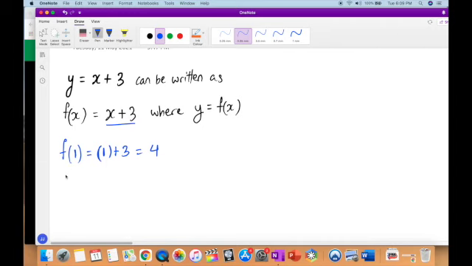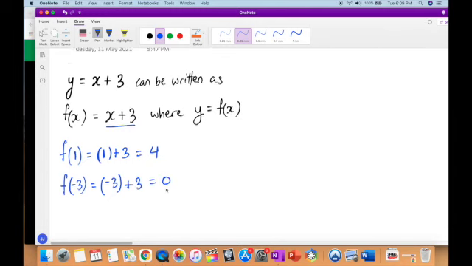And of course, I could now say f of negative 3, and that simply means put negative 3 wherever x is. So it's really x plus 3, so I'll put negative 3 for x, negative 3 plus 3, and that is equal to 0, right?